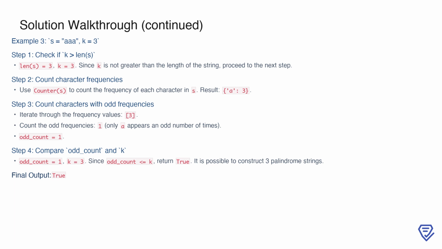We then count the characters with odd frequencies. In this case, only the character A has an odd frequency, so the odd_count is 1. Comparing odd_count with k, we see that odd_count is 1 and k is 3. Since odd_count is less than or equal to k, we conclude that it is possible to construct 3 palindrome strings. Therefore, the output is true.